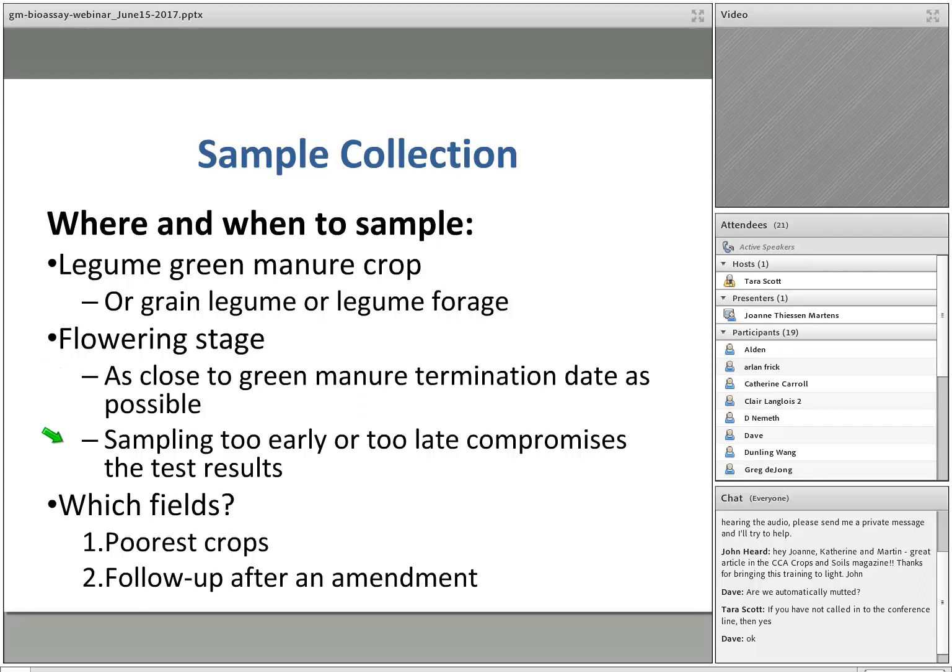And just to be aware, as I mentioned, that sampling too early or too late can compromise the test results. It doesn't mean that you shouldn't do the test, but it does mean that some care needs to be taken in the interpretation of the results.